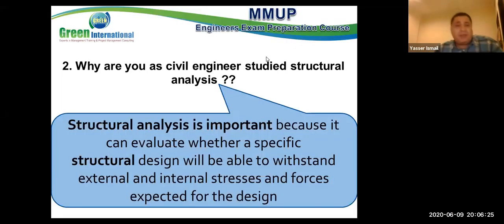Why, as civil engineers, do you study structural analysis? Structural analysis is important because it can evaluate whether a specific structure design will be able to withstand the external and internal stresses and forces expected for the design. Once any system has forces applied, like live load or dead load, this load affects a particular beam, slab, or column. We study the equilibrium, to see whether the body is in equilibrium or not.